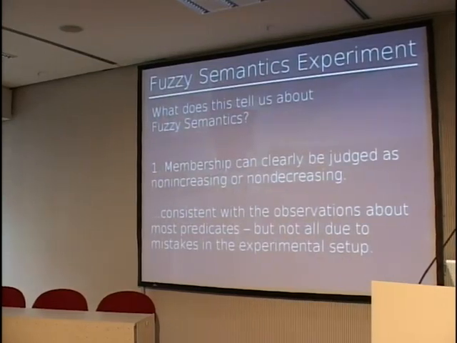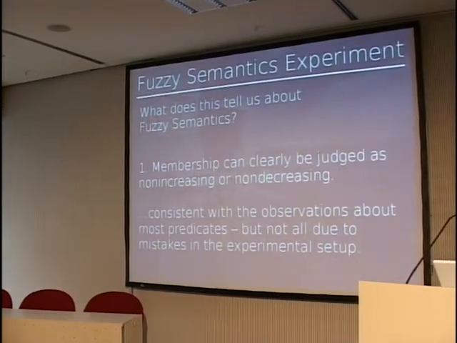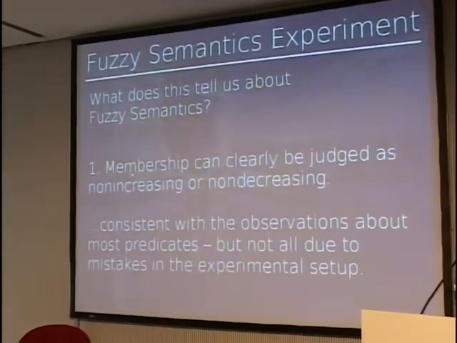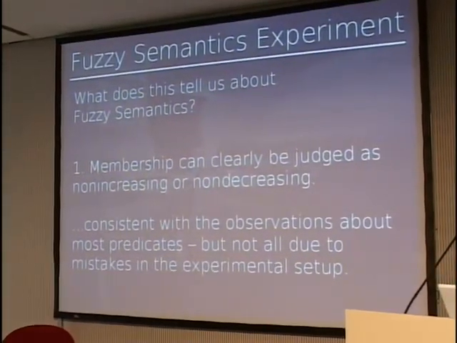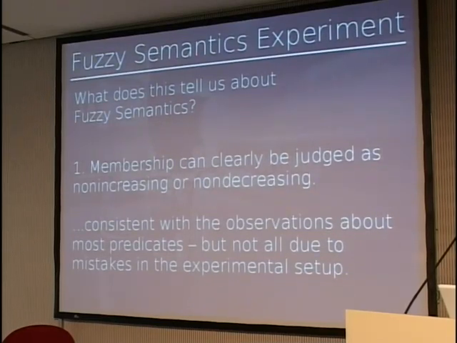So in terms of the linguistic theory that we have about this, what can we say from our data? Well, first of all, membership can clearly be judged as non-increasing or non-decreasing. If you ask about a vague statement like bald, you always get the situation where someone with 0 hair is bald, someone with 1 million hair is not bald. You never get the situation where someone with 0 hair is bald, someone with 100 hair is not bald, and someone with 200 hair is bald again. So a function will never have a shape like this. It will always go like this or like this.